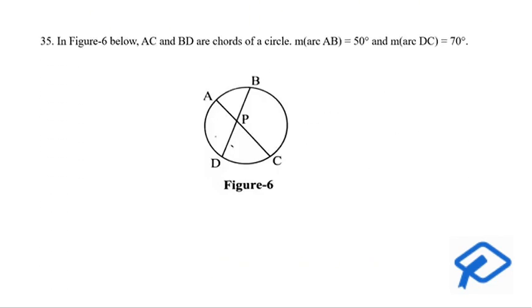Question number 35. In figure 6 below, AC and BD are chords of a circle. The measure of arc AB is equal to 50 degrees and the measure of arc DC is equal to 70 degrees. What is the measure of angle APB? A. 10 degrees, B. 20 degrees, C. 60 degrees, D. 120 degrees.